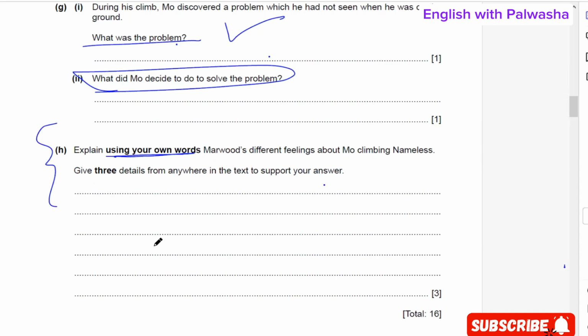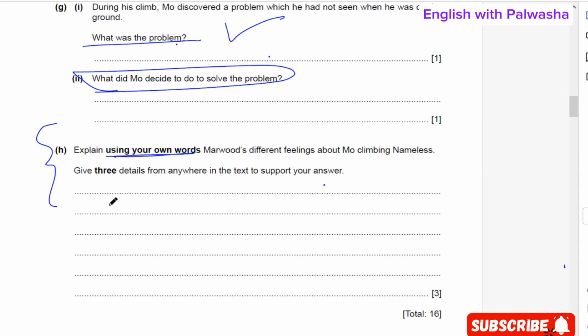Got my point? So anywhere from the text, you can mention any three details. For example, you can mention that at first he can't believe Moo's going to try to climb, where it was written, "You aren't going to try to climb it, are you?" asked Marwood incredulously. And then the second would be increasingly scared, where he was nervous. He doesn't think it is a good idea, thinks Moo is being stupid.